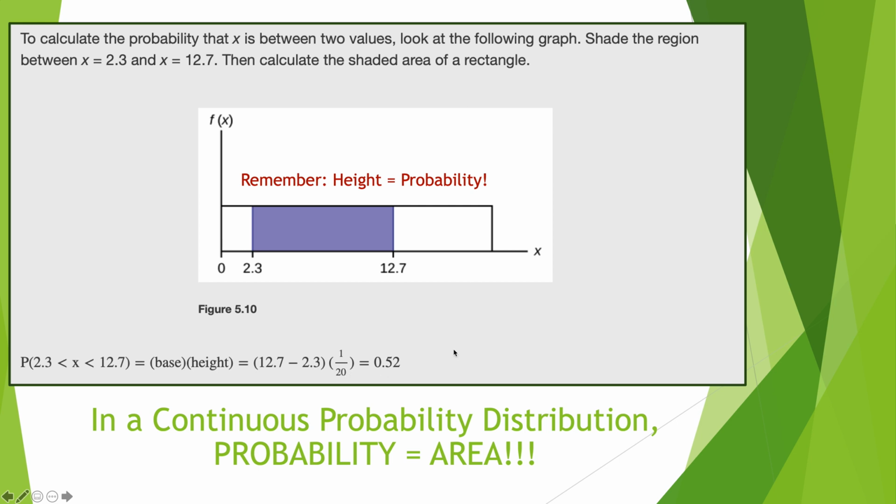So the answer is that the area between 2.3 and 12.7 is 0.52, and that means that the probability of an event happening that would result in a value between 2.3 and 12.7 is also 0.52, because the probability is equal to the area.